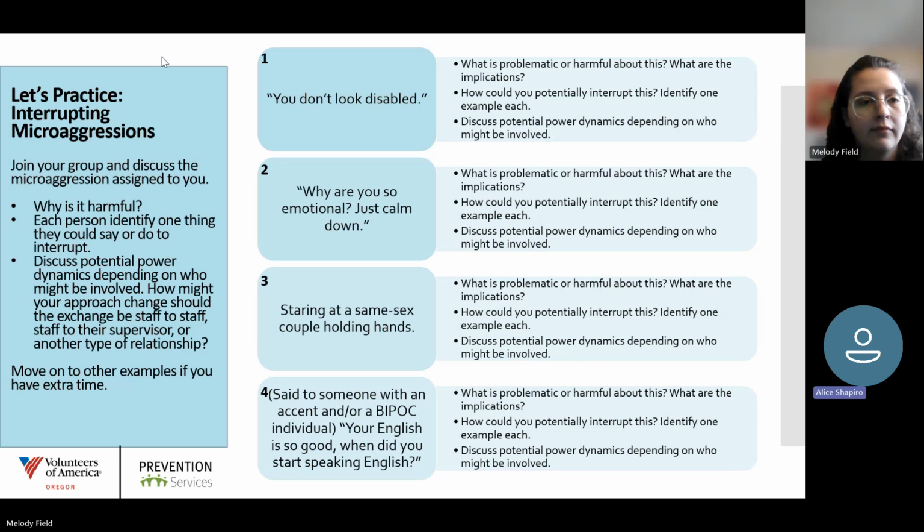Let's see, how might your approach change again if you're the supervisor, unless you really want to be that kind of supervisor that's intimidating. You don't, there are other ways to.